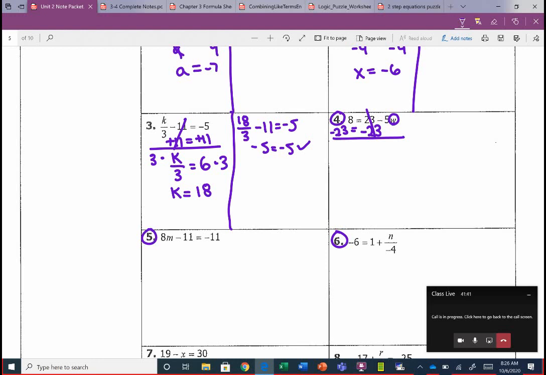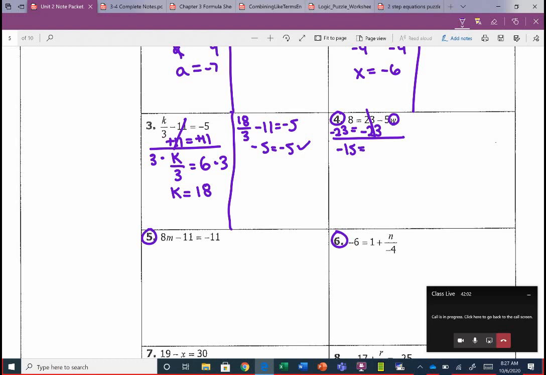I know in the 1-step ones, that's something that we struggled with a little bit. And now here we see it again at the 2-step. So it's not something that's going to go away, unfortunately for us. So 8 minus 23, what do we get there? Negative 15.